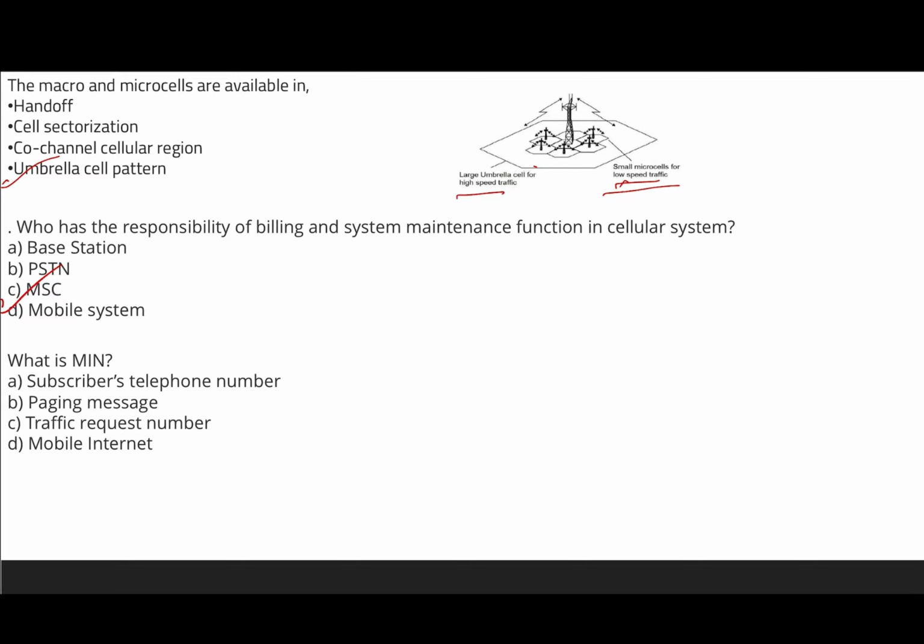MSC means it is the mobile switching center. They usually handle the billing functions, system maintenance and management, call routing and switching, mobility management, etc. So the billing and system maintenance is usually handled by MSCs. Now we are moving to the next question.